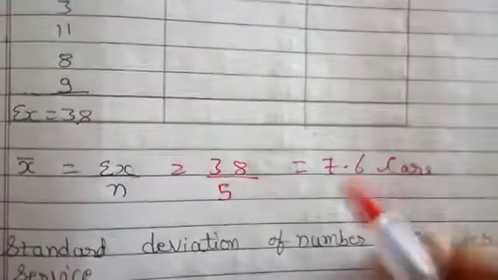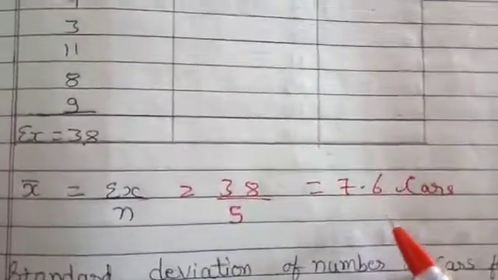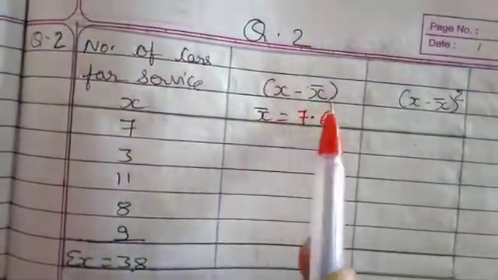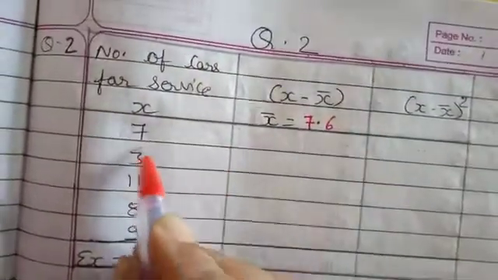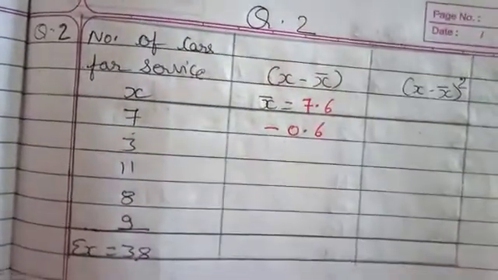Now here one thing you have to keep in mind: you can't change the value of x bar even though it comes in decimal. The same value we have to take. So x bar is 7.6. Now I will do x minus x bar, that is from x we will deduct our mean. So 7 minus 7.6 is minus 0.6.